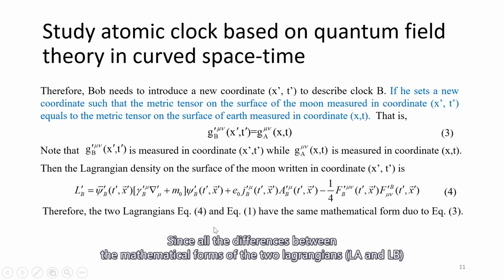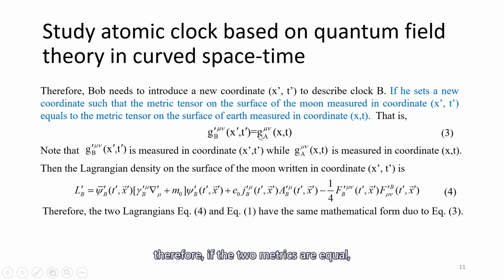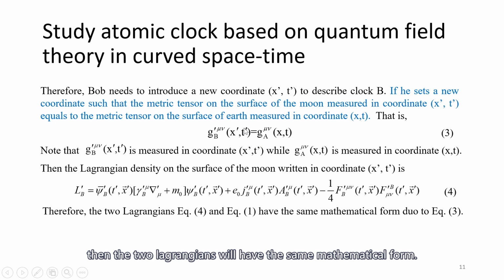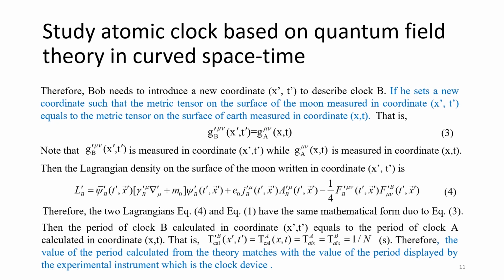Here, all the differences between the mathematical forms of the two Lagrangians LA and LB are caused by the difference between the two metrics GA and GB. Therefore, if the two metrics are equal, then the two Lagrangians will have the same mathematical form. Then the period of clock B calculated in coordinate x prime t prime equals the period of clock A calculated in coordinate xt. That is, these four values now are equal.